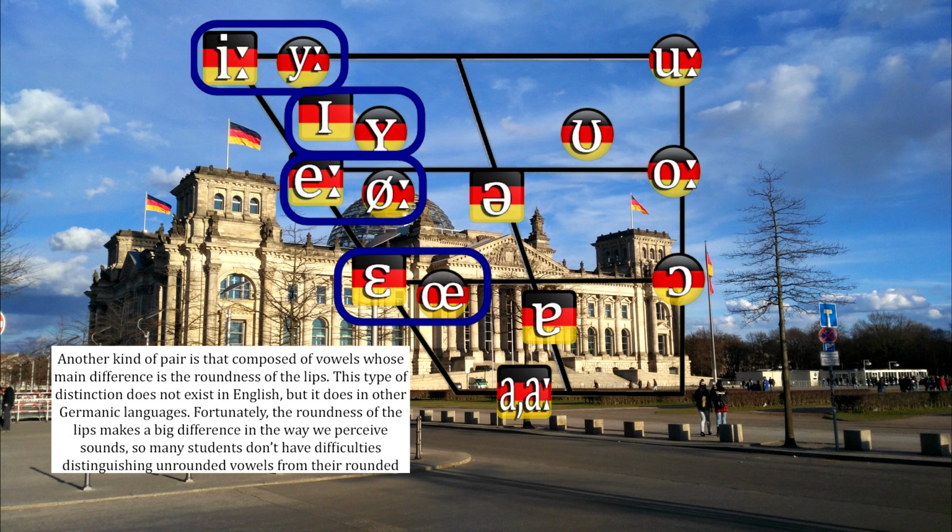Another kind of pair is that composed of vowels whose main difference is the roundness of the lips. This type of distinction does not exist in English, but it does in other Germanic languages. Fortunately, the roundness of the lips makes a big difference in the way we perceive sounds. This means that many students don't have difficulties distinguishing unrounded vowels from their rounded vowels.